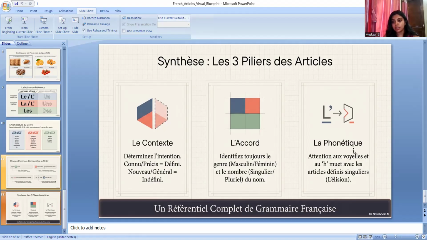Okay. Last is phonetic, which I have already told you, vowels. Attention aux voyelles et aux h muets avec les articles définis singuliers. Okay. So this is all for today. And I hope you have understood l'article défini et indéfini.